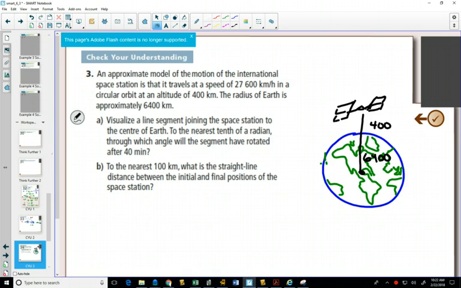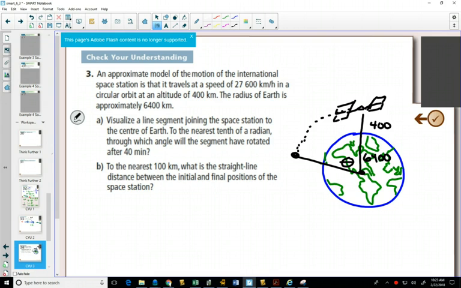In 40 minutes, this space station is traveling in a circular orbit around the Earth, and it is going to have traveled a certain distance. So let's say it gets to there. This is not necessarily to scale. How do I know how far it's gone in 40 minutes? Because the question says, find that angle in radians.